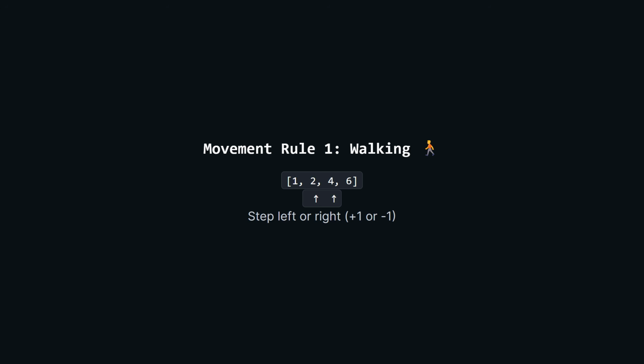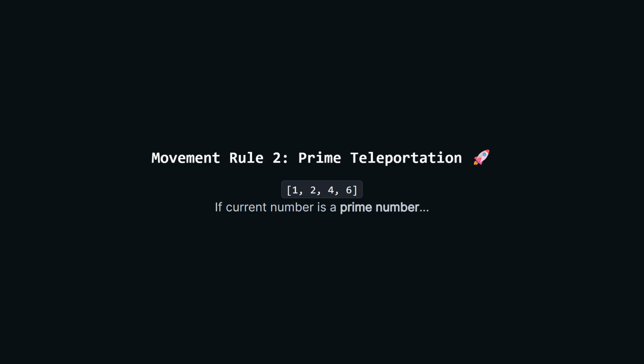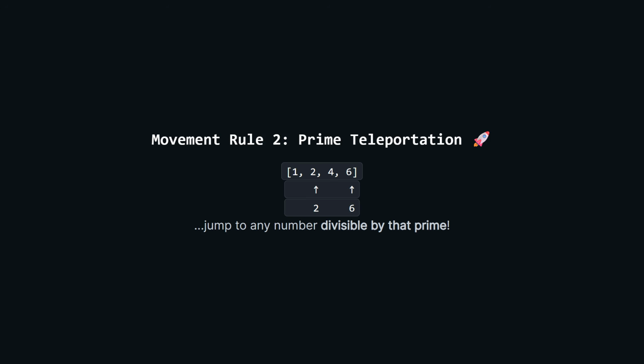Rule number 1 is just walking. From any spot, you can just step to the number right next to you, either forward or backward. But rule number 2 is where it gets interesting. This is the prime teleportation. If the number you are currently standing on is a prime number, then you can instantly teleport to any other number in the list, as long as that destination number is perfectly divisible by your current prime number.